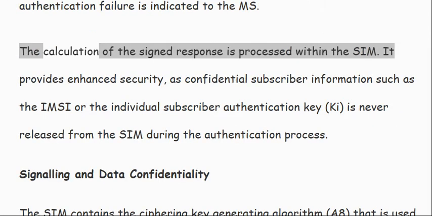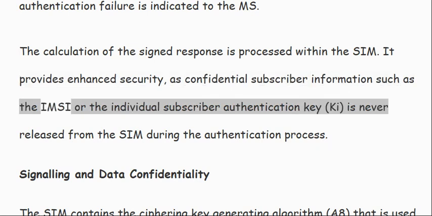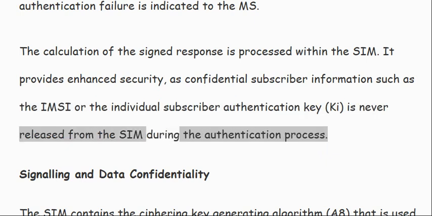The calculation of the signed response is processed within the SIM. It provides enhanced security, as confidential subscriber information such as the IMSI or the individual subscriber authentication key is never released from the SIM during the authentication process.